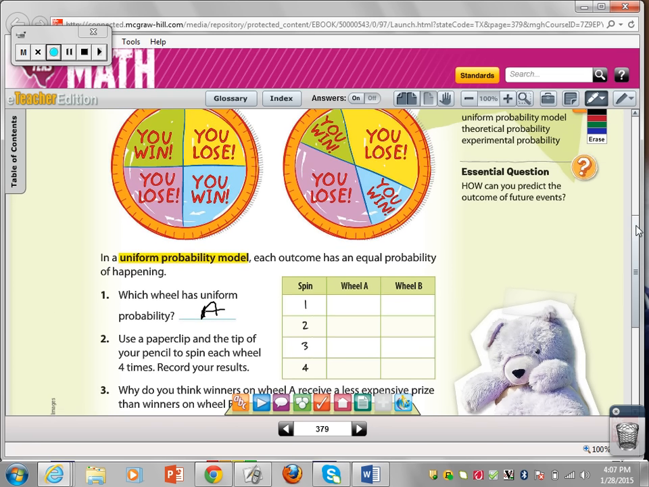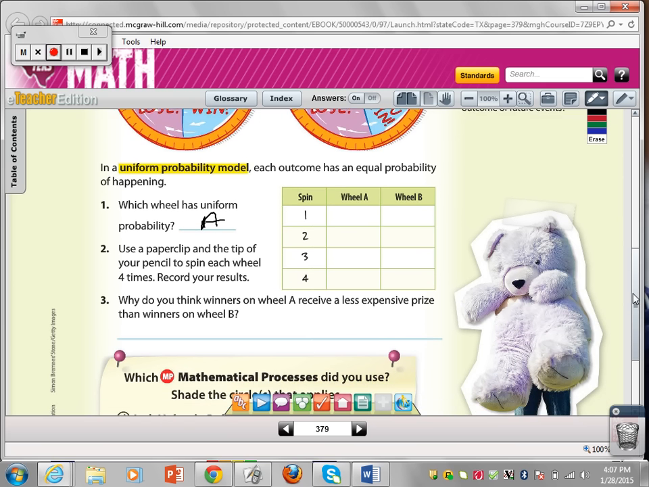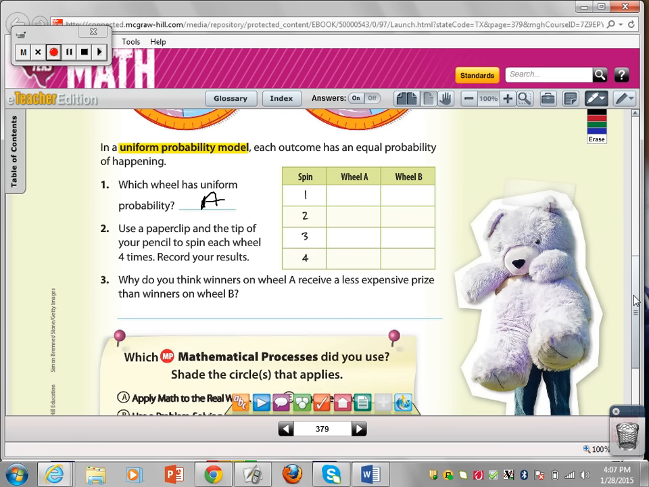So the way you're going to do it is that you're going to put your pen right here, and your teacher will distribute some paper clips. So you put the pen there, and then you just spin it, and then you can see how many spins you get, and then you will put it here. So spin number 1, wheel A, what did you get? Spin number 1, wheel B, and then you're going to fill out this formula, okay? So we can pause this video to complete this section when needed.